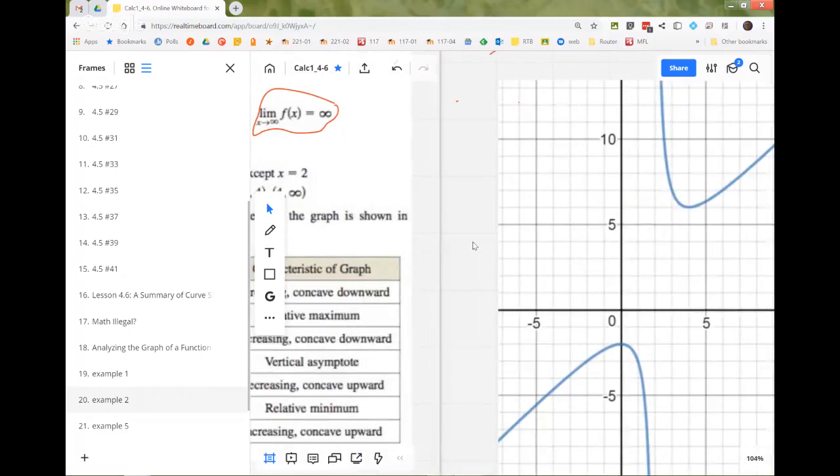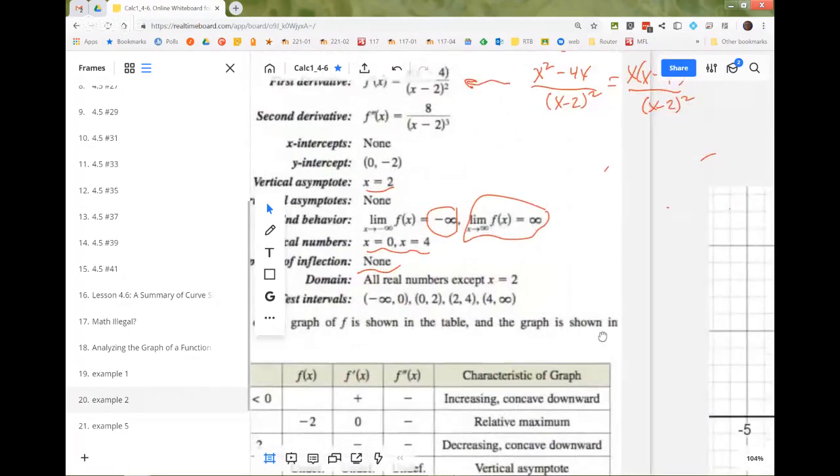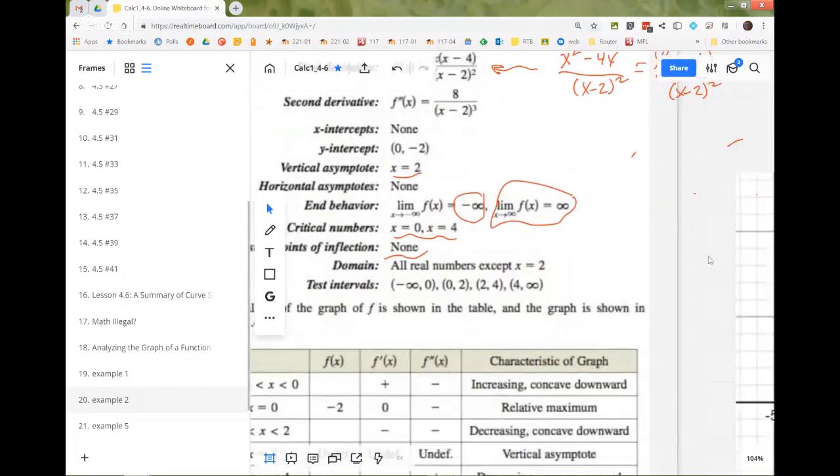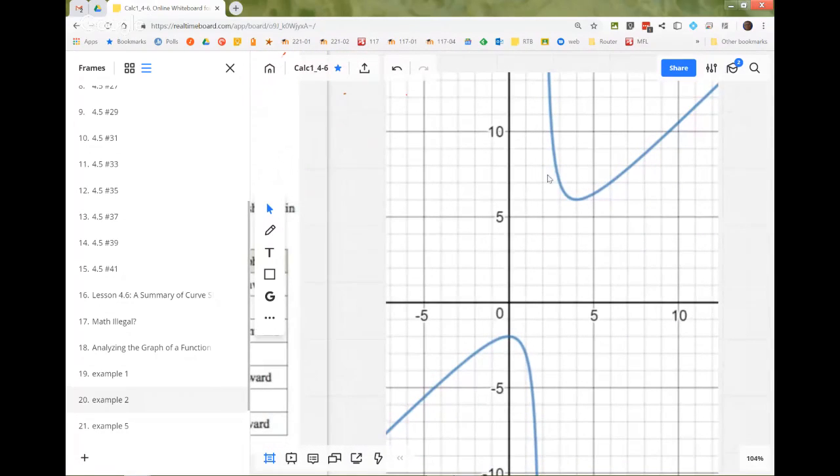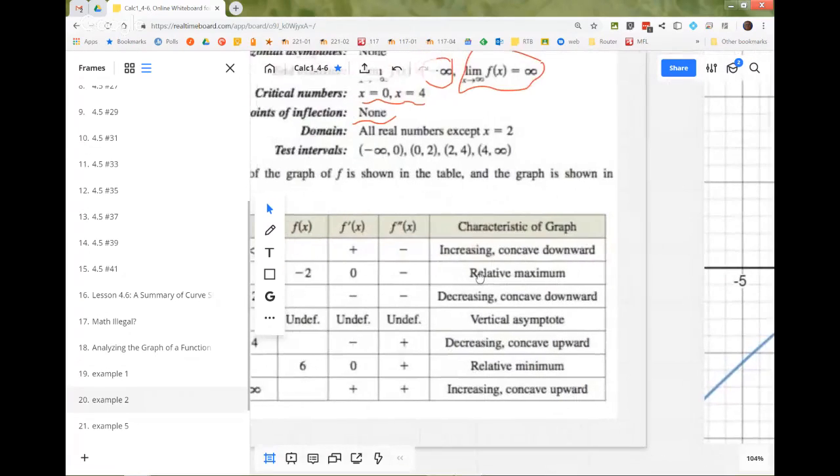Where were we going to have, do you remember, where were we having asymptotes? Oh yeah, x equals 2. Sure enough, x equals 2. Whoops, sorry, x equals 2. We have a vertical asymptote. All that stuff starts coming true.